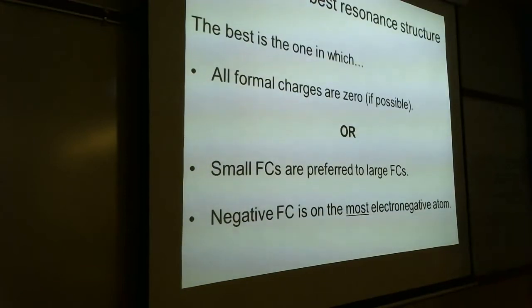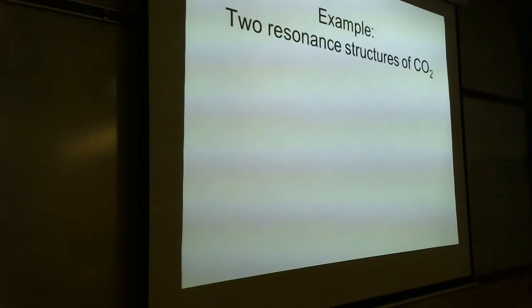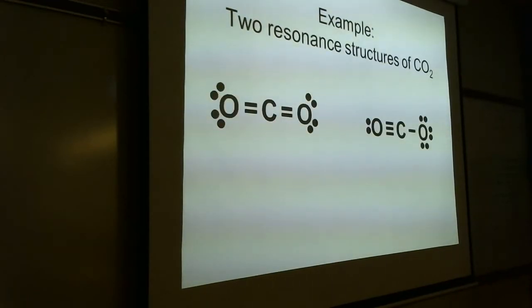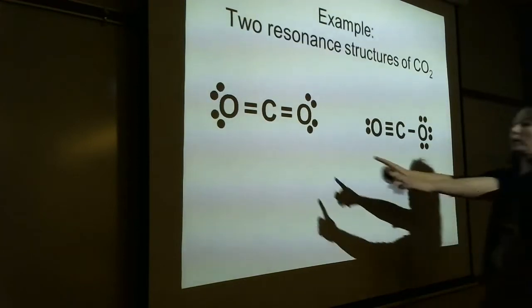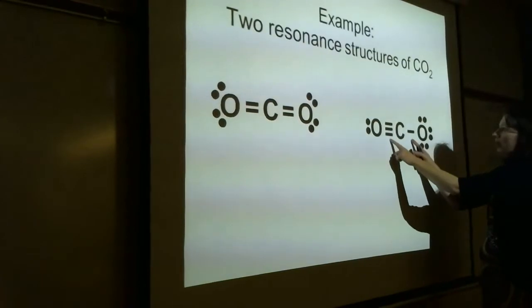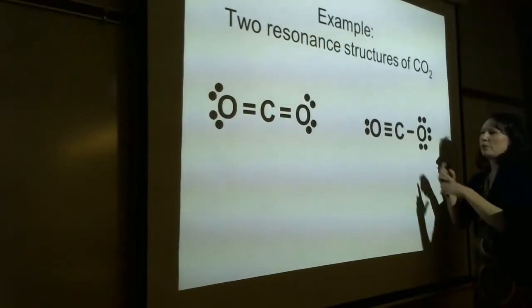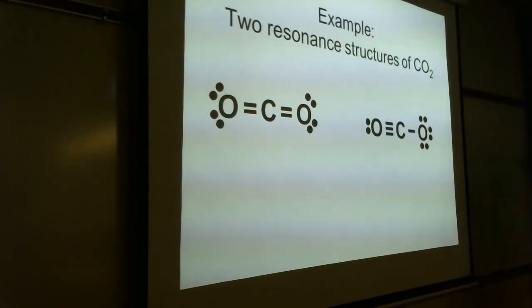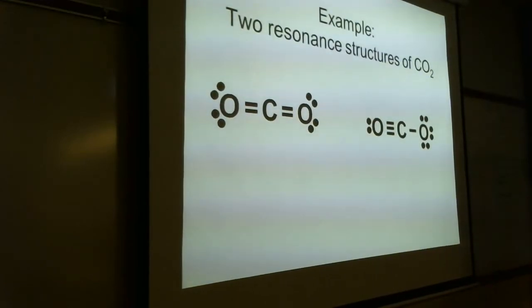Because right there on the board, I've drawn 2 resonance structures. One is favored, one is not favored. We're going to use formal charge to decide which one is favored. So 2 resonance structures of CO2 I just drew. You can have 2 double bonds, 1 on each side, or you can have 1 triple bond and 1 single bond. So let's use our formal charge and decide which resonance structure is favored.